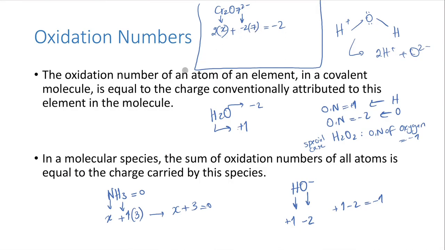So if I want to calculate for Cr, I have 2x minus 14 is equal to -2. Then I have 2x is equal to 14 minus 2, which is 12. So x is equal to 6. This is how we are able to solve for the oxidation number of Cr. So this is the last rule in molecular species: the sum of oxidation numbers of all atoms is equal to the charge carried by the species.